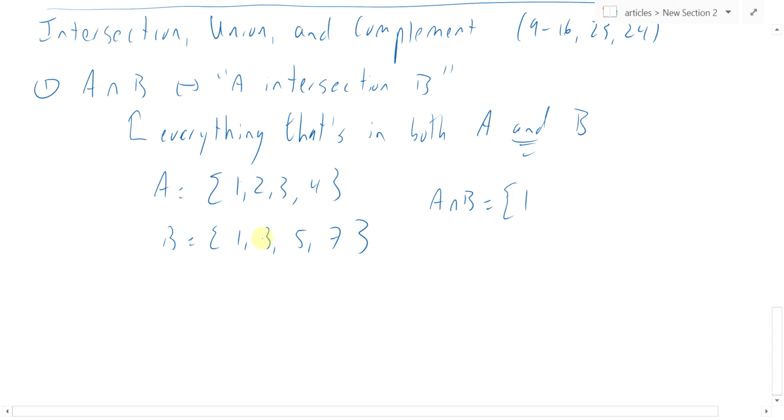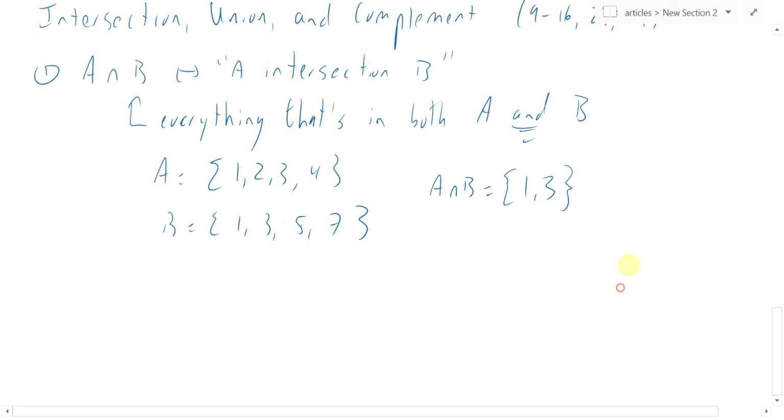2 is in A, but it's not in B, so that's not in both. 3 is in both, A and B. 4 is in A, but not in B. 5 is in B, but not in A. 7 is in B, but not in A. So it's just the numbers 1 and 3. Those are the only numbers that show up in both lists. And so that's the intersection of the two.